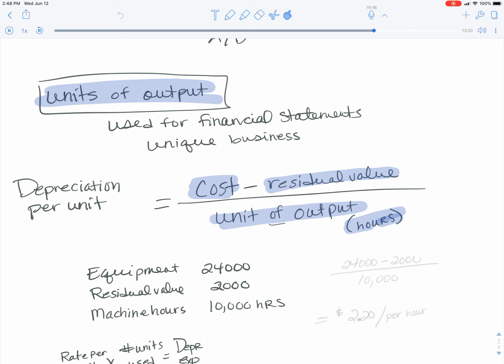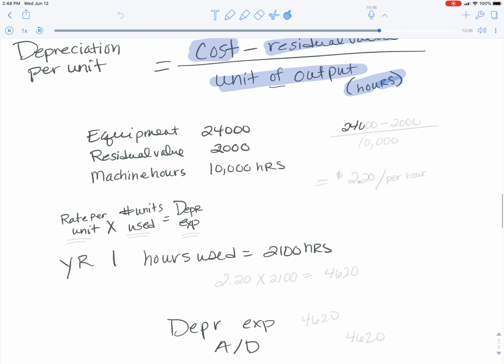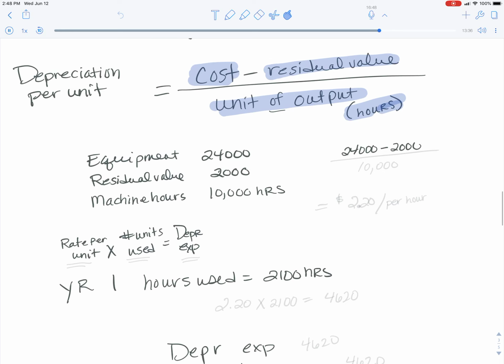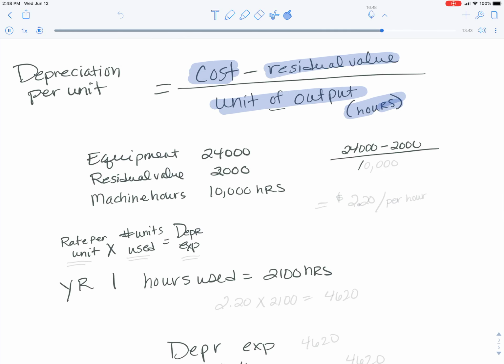So here's our same example. We're going to have equipment of 24,000, residual value of 2,000, and then except this time we're not going to have an estimated useful life, we're going to have machine hours. So to calculate our amount of depreciation, we're going to take 24,000 minus 2,000 divided by the 10,000 hours. And this gives us a per hour rate. So $2.20 per hour that the machine is used.